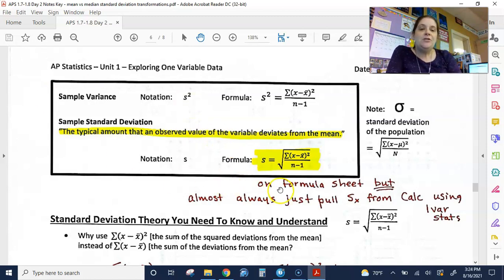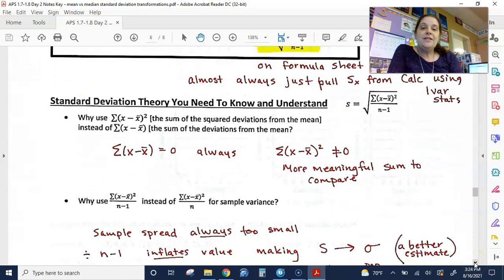All right, now these are on the formula sheet, but almost always when we go to compute these, we're just going to pull them from our calculator from that one variable statistics command. So what you need to be able to do is understand a couple of things about the standard deviation formula and kind of the philosophy of how standard deviation works. And then you need to be able to compute standard deviation in your calculator from a data set. All right, so things that you need to understand.